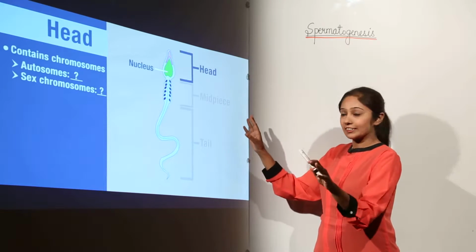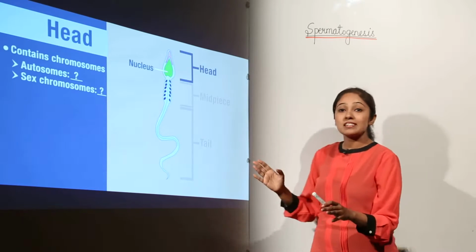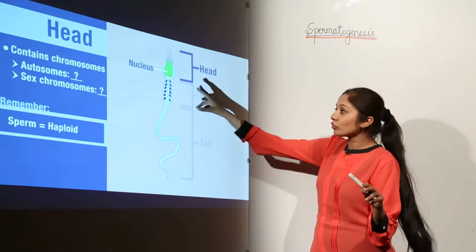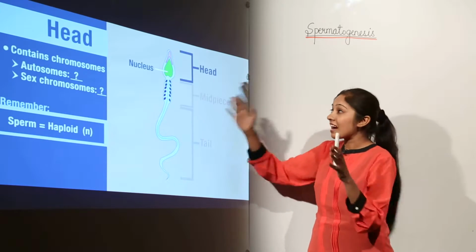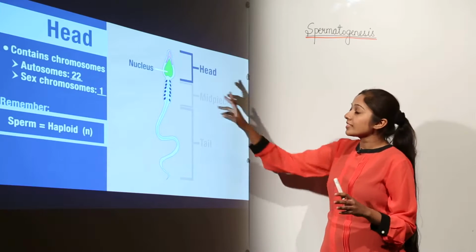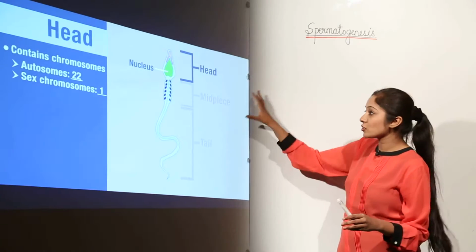Let's wait and discuss. You all know that these gametes are haploid cells. Haploid means half the number of chromosomes. So generally there are 44 chromosomes, 44 autosomes. So in the sperm we'll have 22 autosomes, means half the number of autosomes that are present in a normal cell. We talk about sex chromosome, only one sex chromosome will be there in a sperm, in a spermatozoa.